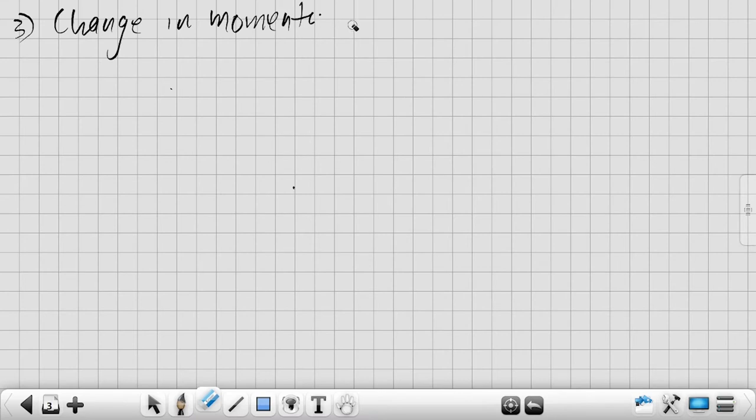Not sure what's wrong with my pen, but it keeps moving. Momentum.